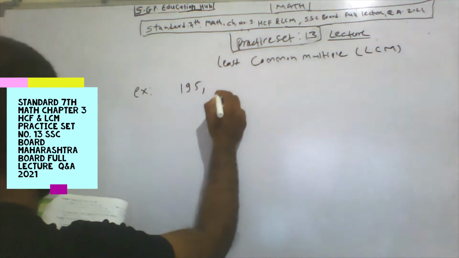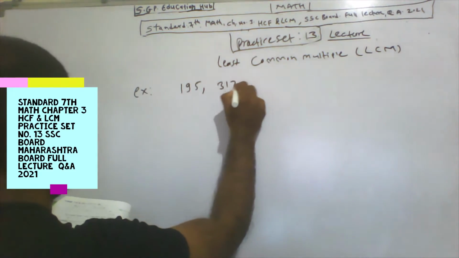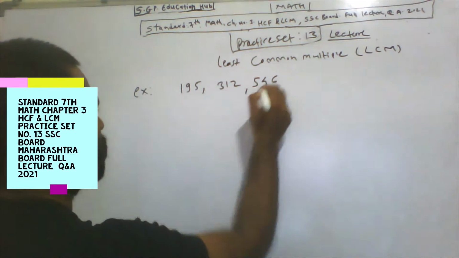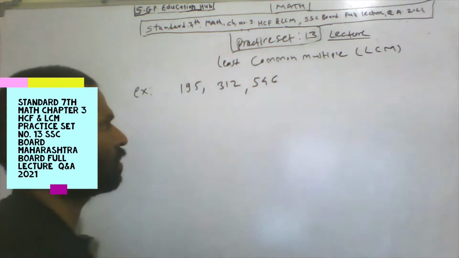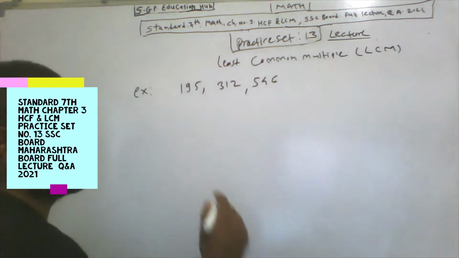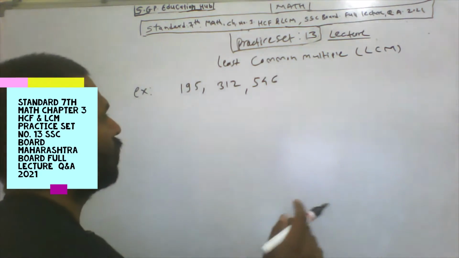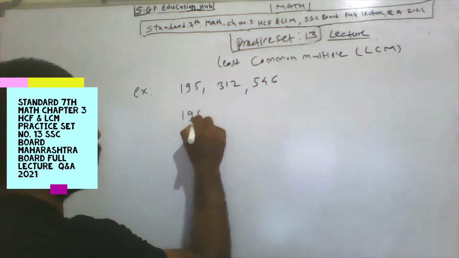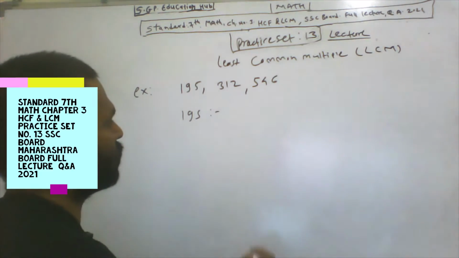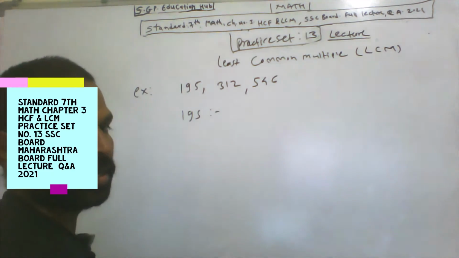195, 312 and 546. Let's find out the LCM of these numbers with the horizontal method, which we studied in the last standard. Find out the prime factors of all three numbers.